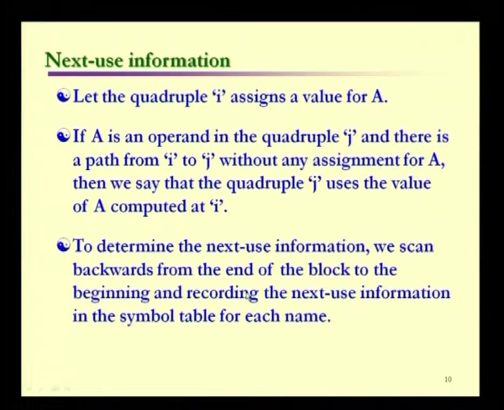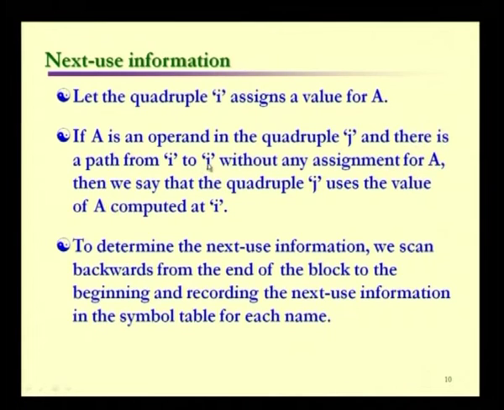The next use: for example, we are having a quadruple, or quadruple means an instruction with 4 components. The ith quadruple is assigning a value for A, and A is going to be an operand in the quadruple called j. That is, it is going to be a definition for A, and it is going to be a use for A. The definition happens in the ith instruction, and the use happens in the jth instruction, and there is a path from i to j without any intermediate assignment.